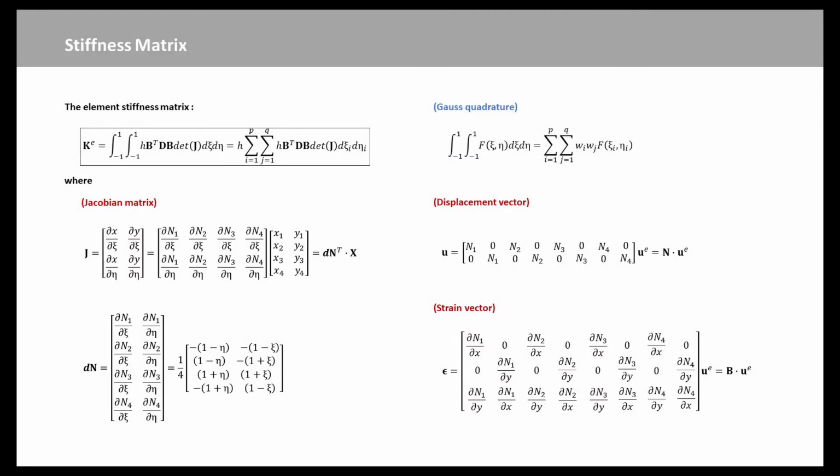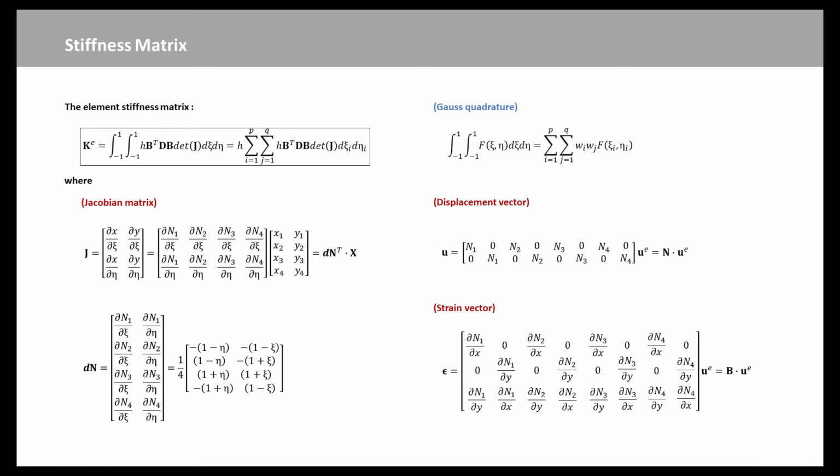In matrix form, we can write relations using the Jacobian operator, relating natural and global coordinates. The derivatives with respect to the global coordinates can be found. The stiffness matrix is obtained. Note that B depends on the element natural coordinates, ξ, η. det J is the determinant of the Jacobian matrix, and h is the thickness of the plate.